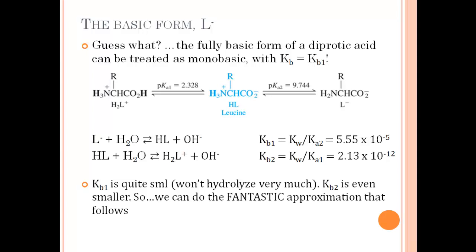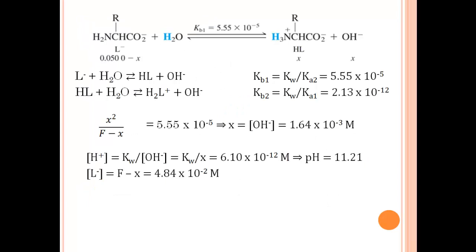Notice here that the Kb is quite small. So again, that means that it's the opposite. It won't hydrolyze very, very much. And Kb2 is even smaller. So guess what? We can do that fantastic approximation that we did before, just the opposite. So therefore, we can treat L- as a monobasic species, meaning that Kb is going to be equal to my Kb1. And the results are right there.